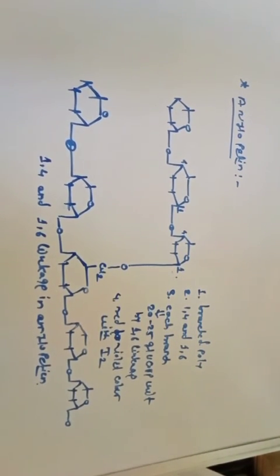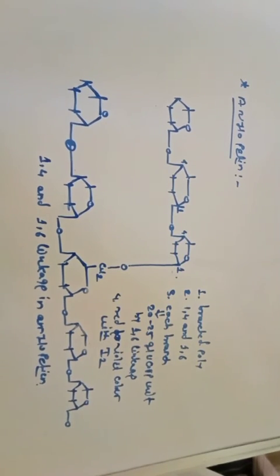So if you want to distinguish between amylose and amylopectin: amylose gives a characteristic blue color with iodine solution, while amylopectin gives a characteristic red to violet color with iodine solution. So this is all about the storage polysaccharide, that is starch. In the next lecture we will discuss the remaining polysaccharides, either storage or structural.